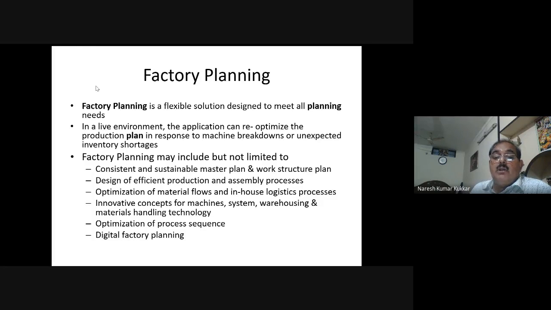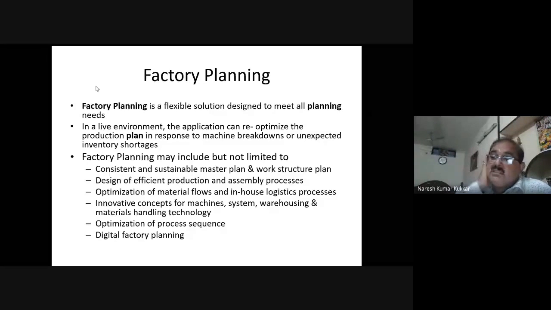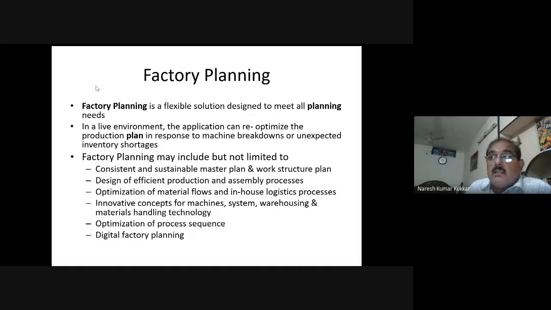Factory planning may include, but is not limited to, a consistent and sustainable master plan and work structure plan. If it is not workable... On Thursday I visited one pharma company in Haridwar, and its planning was so bad, it was not a proper planning. You have to waste two or three times your energy when you move from one point to another. The planning was very wrong. Obviously, the industry failed.